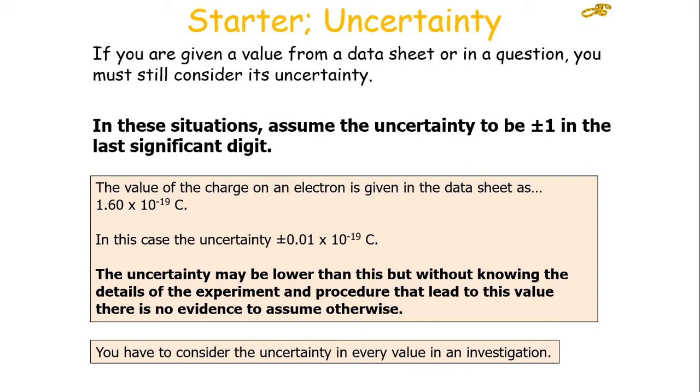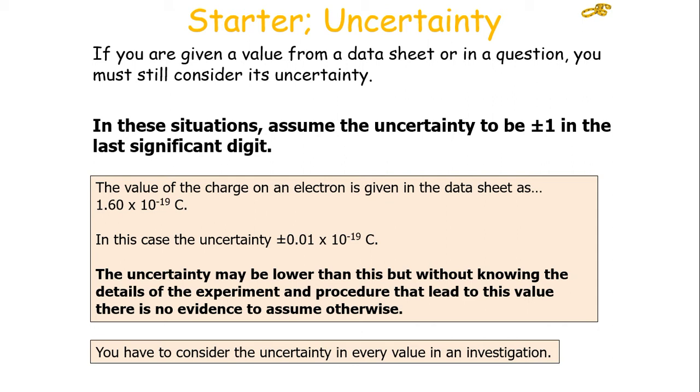So the value of the charge of an electron given on the data sheet is 1.60 times 10 to the minus 19 coulombs. So we look to the last significant digit, which is 0. So we then say it's plus or minus 1 of that significant digit. Therefore, the uncertainty in this value is plus or minus 0.01 times 10 to the minus 19 coulombs.